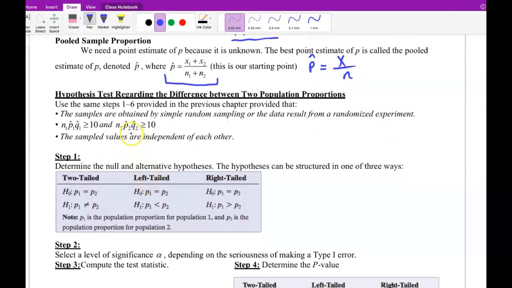Now, testing a hypothesis regarding the difference between two population proportions, first we should have all these three requirements. The same requirements as before: we should have a simple random sample, and N times P hat times Q hat should be greater than or equal to 10. But the only difference here, since we have two populations, is that we have two steps. N1 P hat 1 Q hat 1 for the first population, greater than or equal to 10. Do the same thing for the second population. So we should have these two. And then the third one is that the sample values are independent, which means the sample size is less than or equal to 5% of the population size.